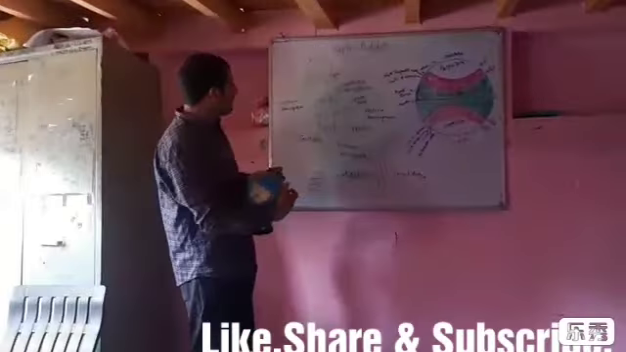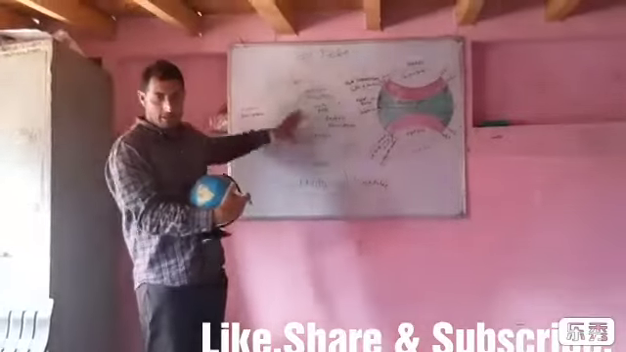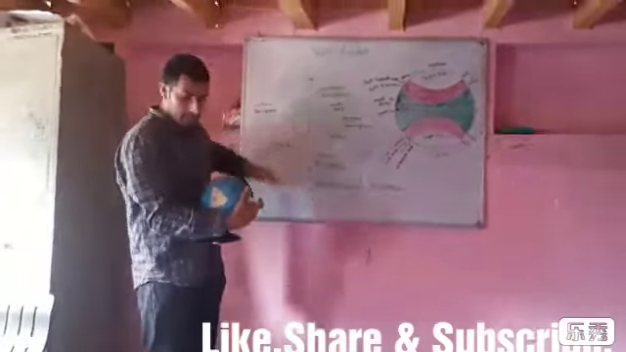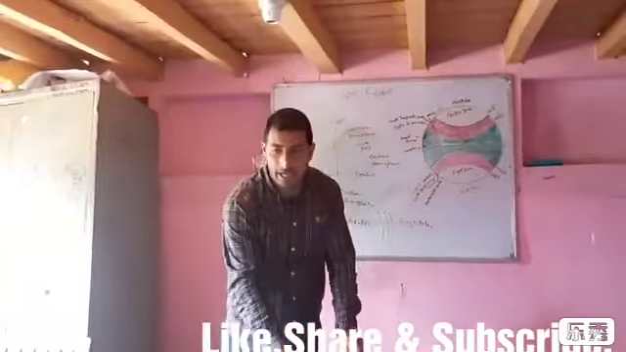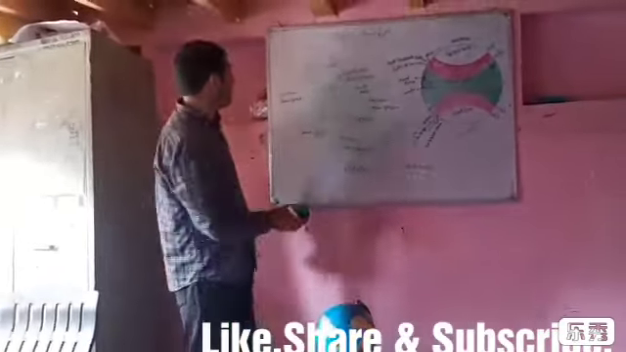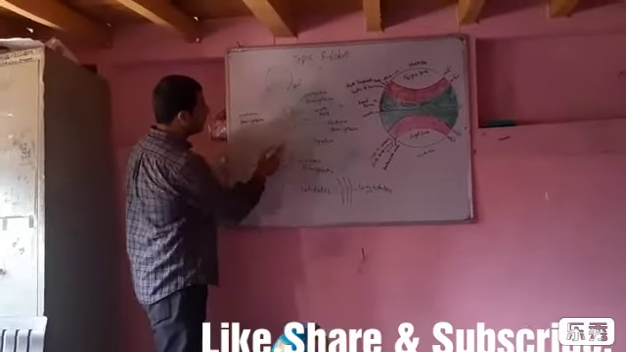So these are some lines, but these are all imaginary lines. In reality, these don't exist. This is the North Pole, this is the South Pole.